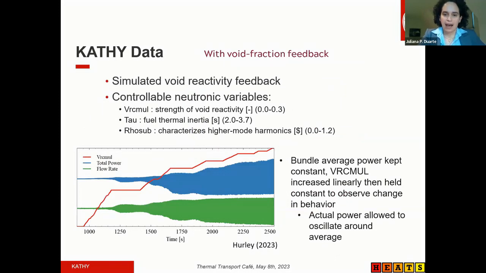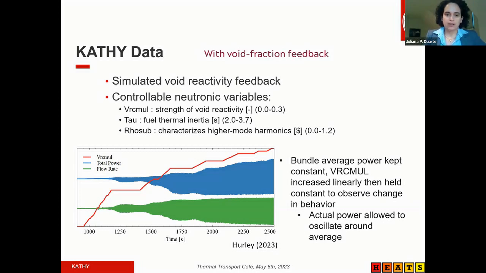For the data that had the void fraction feedback, the experiments were performed a little differently. In this case, there was a proprietary model controlling the power of the bundle. However, the way they performed the experiment was keeping the average power of the bundle constant and allowing it to increase and decrease by a neutronic feedback that is proprietary as well. So we did not fully simulate exactly the experiment, but I will tell you later what we did to compare some simulations with this data.